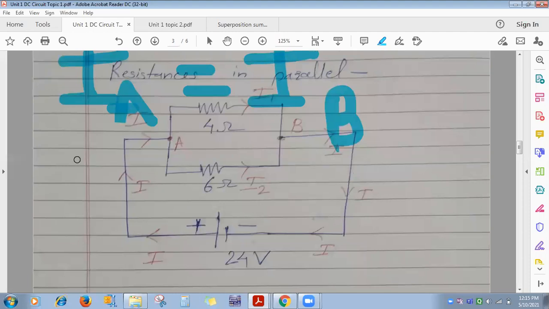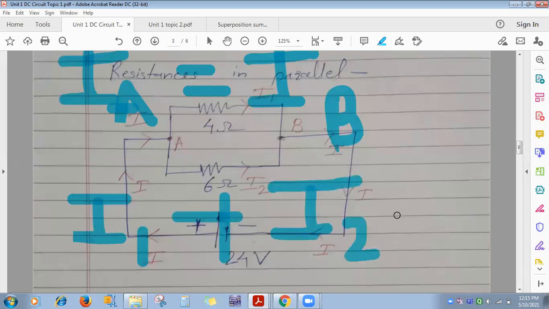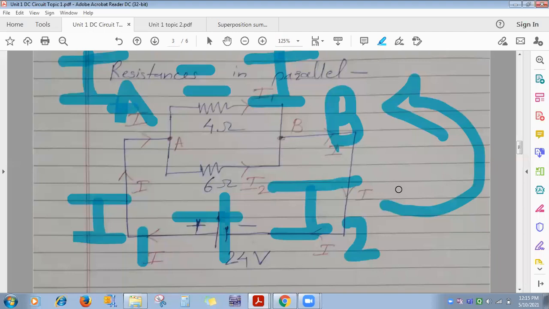So IA equals IB, this is the first condition, and the second condition you please check: I1 plus I2 is equal to IA is equal to IB. These two conditions you check. Whenever while solving any circuit, if you think that two resistances are in parallel, check these two conditions.